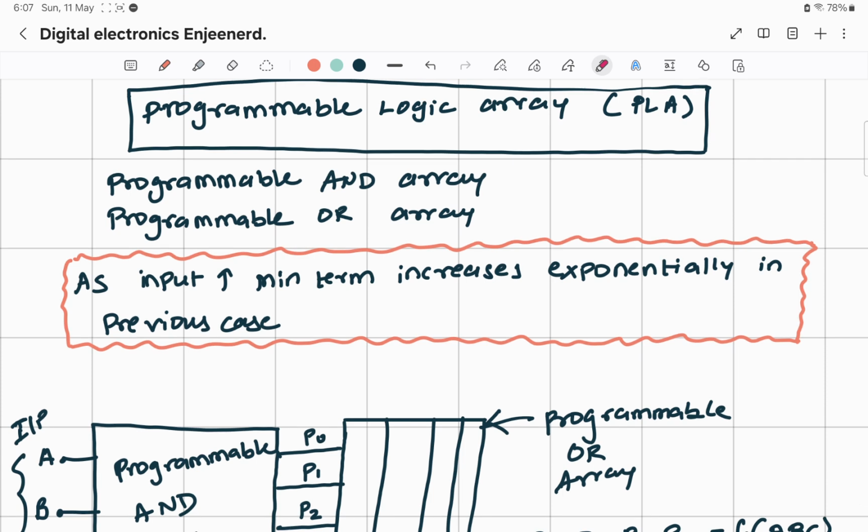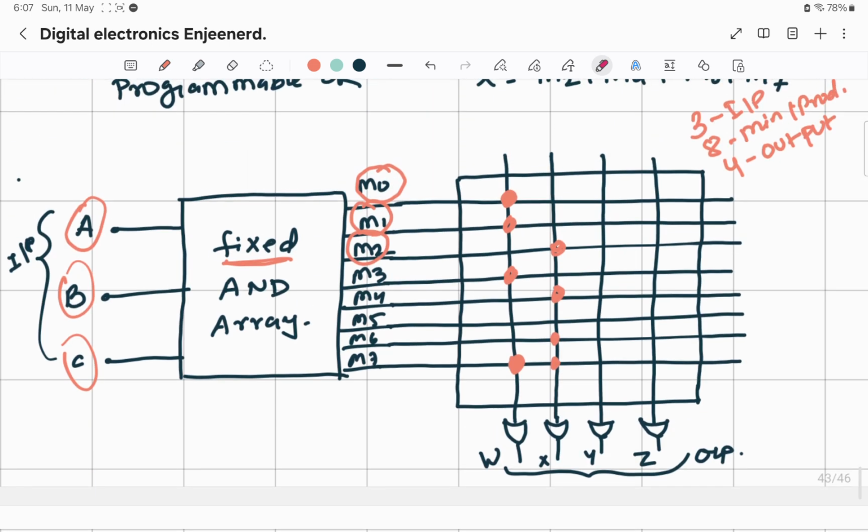Why both programmable? The reason is, if you have 3 inputs, I have 8 combinations. But since I increase this input to 4, I will have 16 combinations. If I increase to 5, I will have 32 combinations. Means these min terms are increasing exponentially. And will I be using 16 and 32 min terms in all the functions? No. I'll use very few min terms.